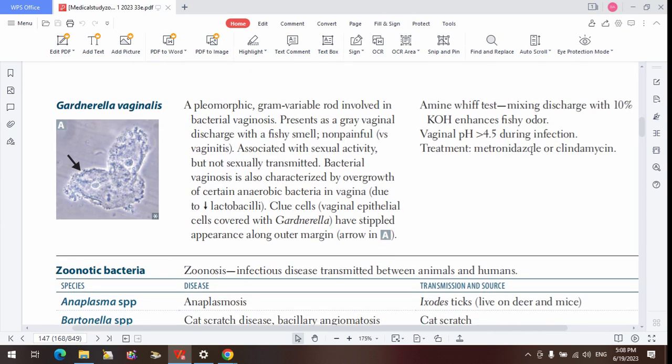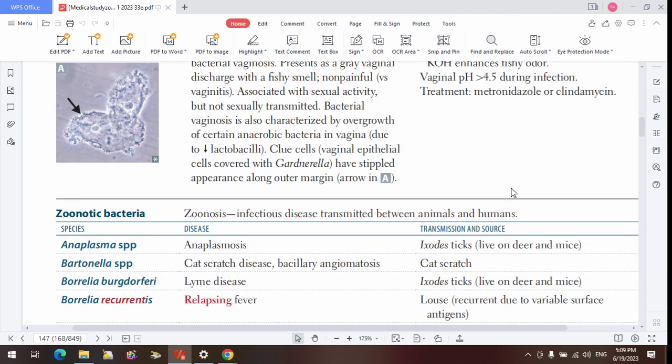What's the treatment? Metronidazole or clindamycin? Most of the time, metronidazole. This metro is common to many of them. You give metro for trichomonas, so you should always remember metro first. Metronidazole for Gardnerella, metronidazole for Trichomonas. You can also use clindamycin for it.